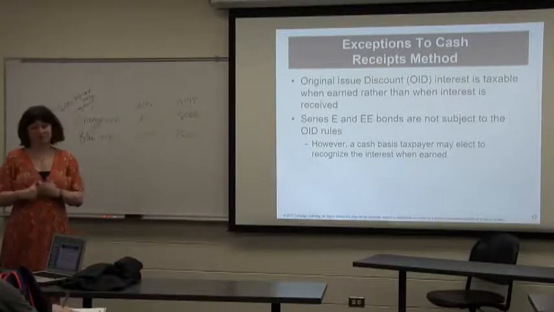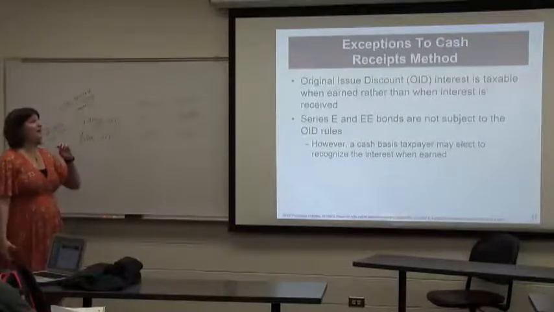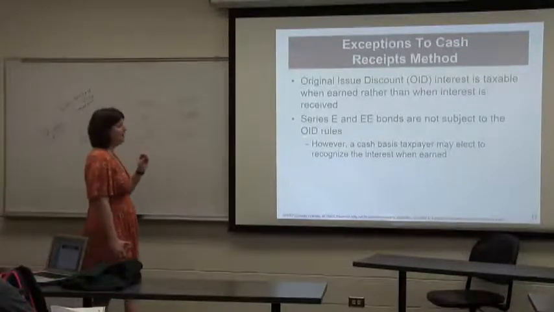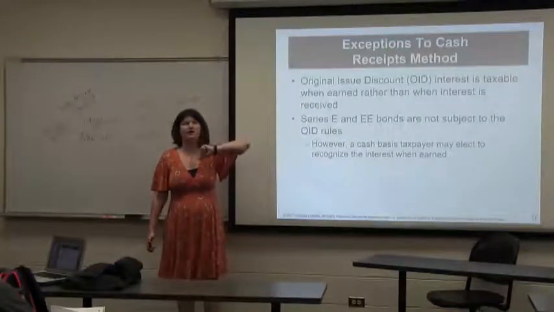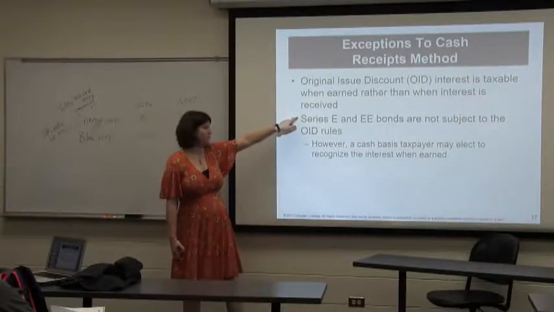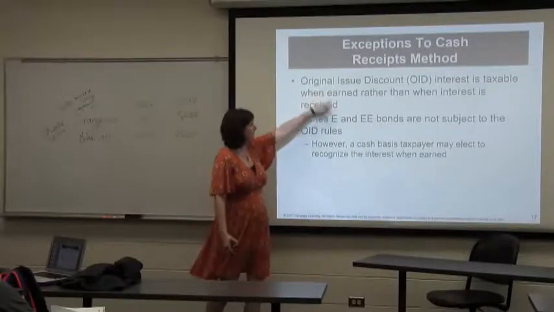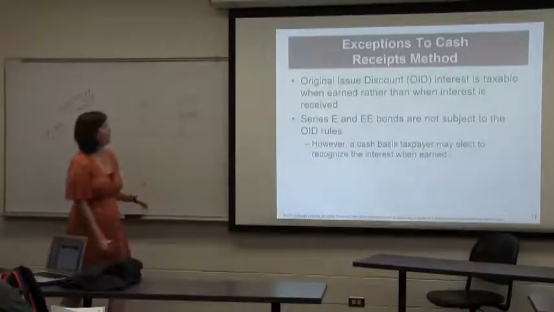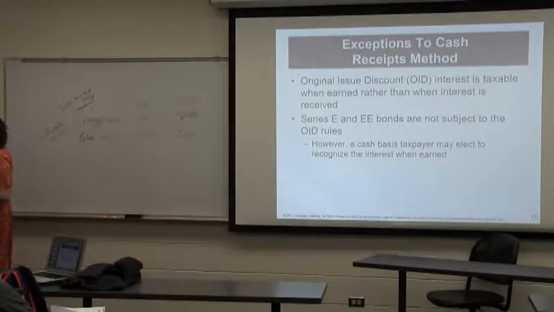Well, this is an exception. Under this rule, the code says, instead of waiting till it's received, we're going to make you pay taxes on it when it's earned. See, these words are different. Receipts versus earned. They're different words. They mean different things. So we have to pay taxes on it when it is earned. Okay, so if we look at an example, this is example 14.